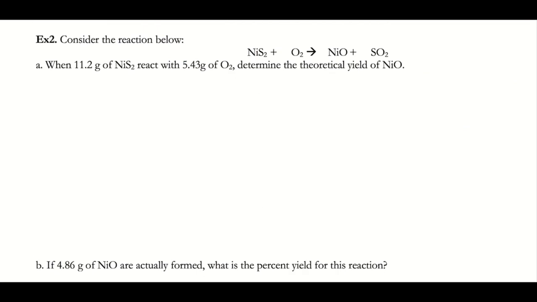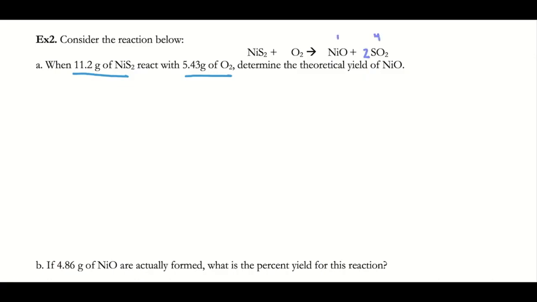It says, consider the reaction below. When 11.2 grams of nickel sulfide react with 5.43 grams of oxygen, determine the theoretical yield of nickel oxide. All right, so the first thing I need to do is I need to balance. I've got 2 sulfurs on my reactant side, so I'm going to put a 2 here. Okay. Then notice I've got 4 oxygens from the sulfur dioxide. I've got 1 from nickel oxide.